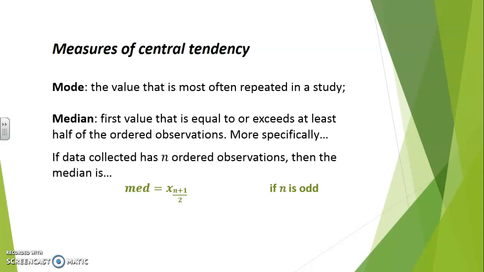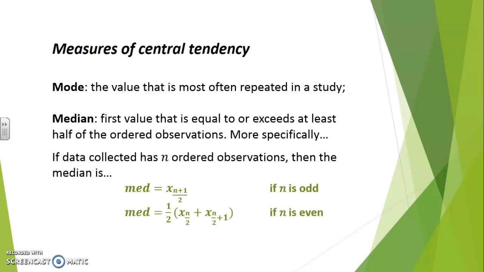So you would look for the value of your variable in the (n+1)/2th position, if n is odd. So if n is, let's say, 17, 17 plus 1 is 18, divided by 2 is 9. So you would be looking for the 9th observation, and that would be your median. Observations have to be listed in order when you do this.